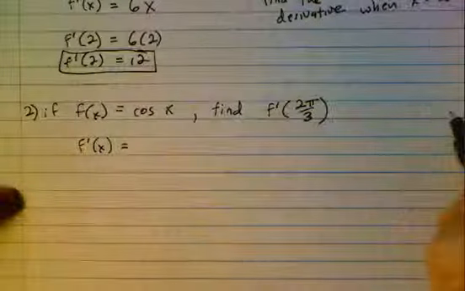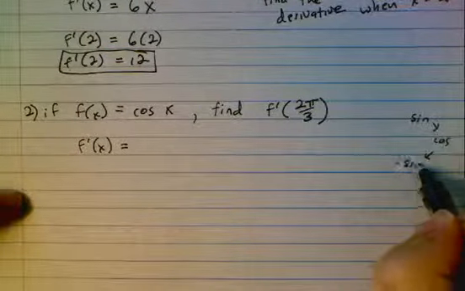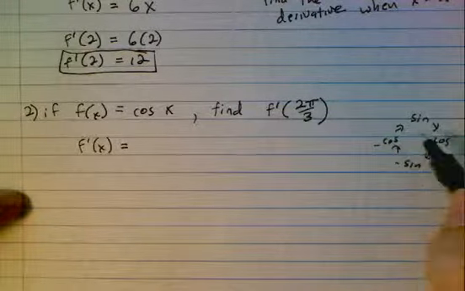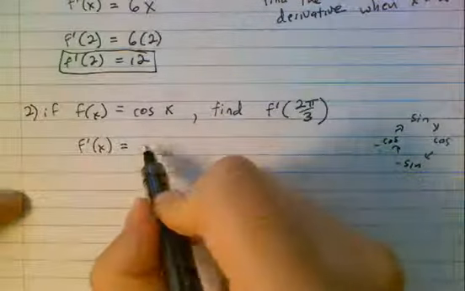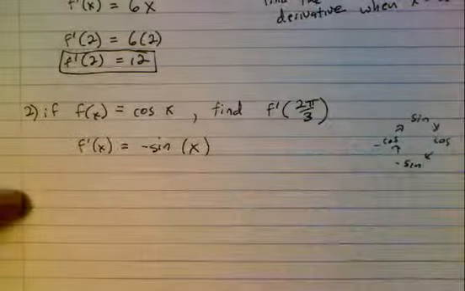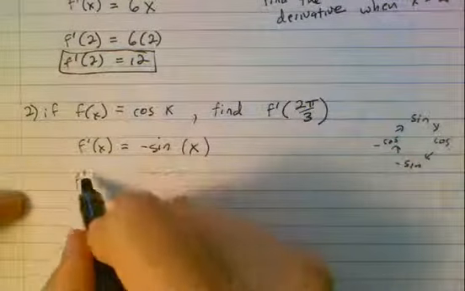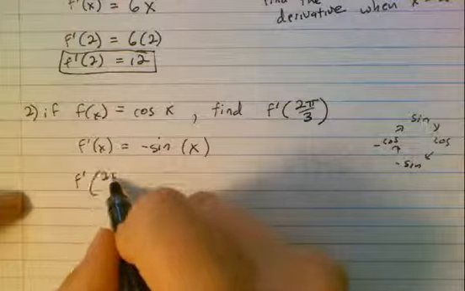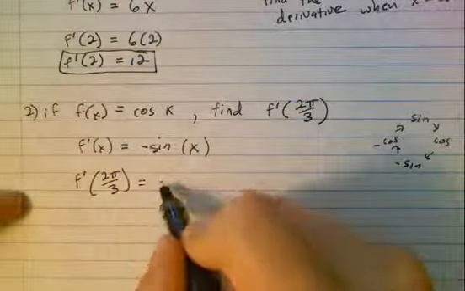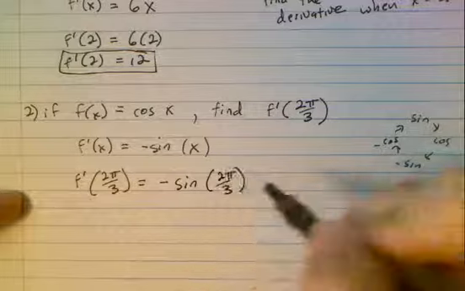We just kind of have to remember sine, cosine, negative cosine. So the derivative of cosine is negative sine of x. We said we want x to be 2 pi over 3, so the derivative when x is 2 pi over 3 is going to be negative sine of 2 pi over 3.